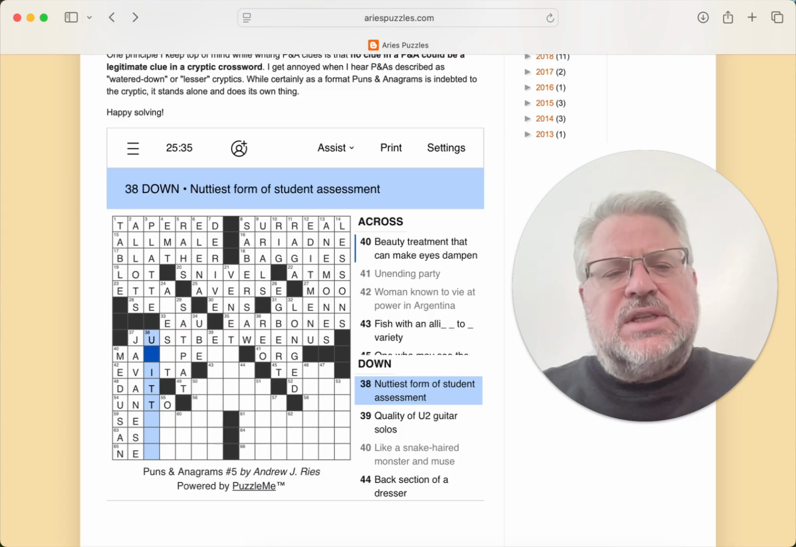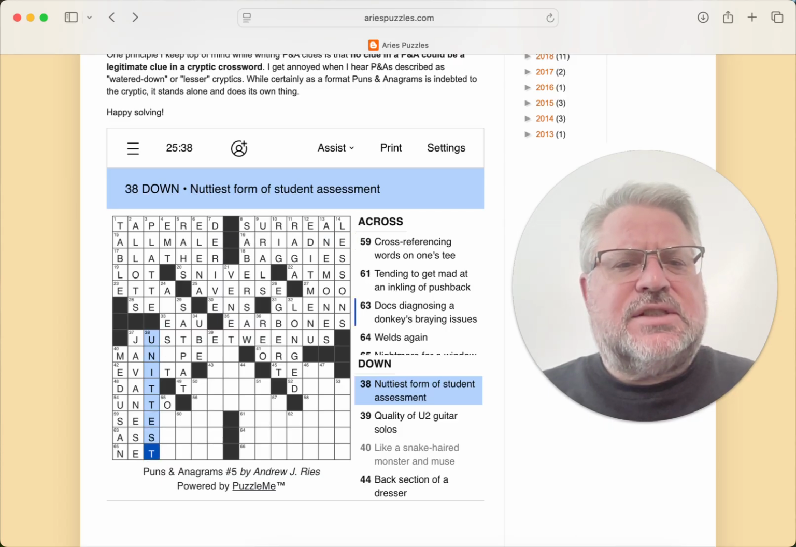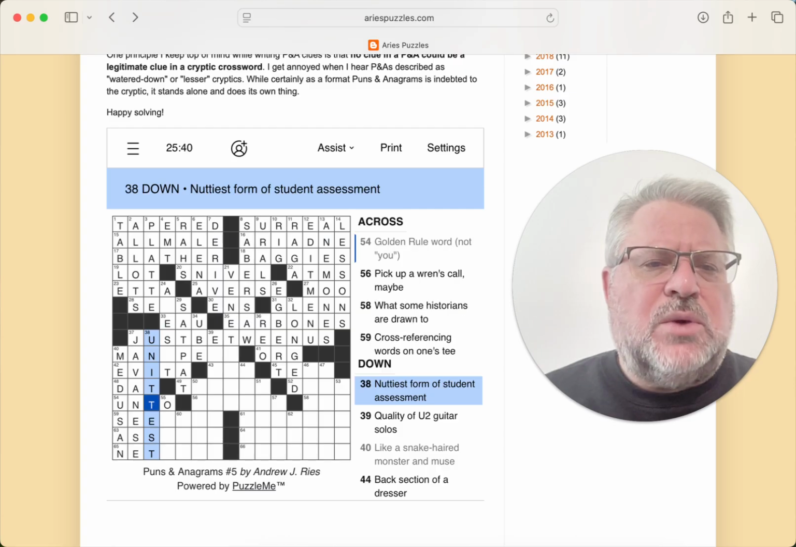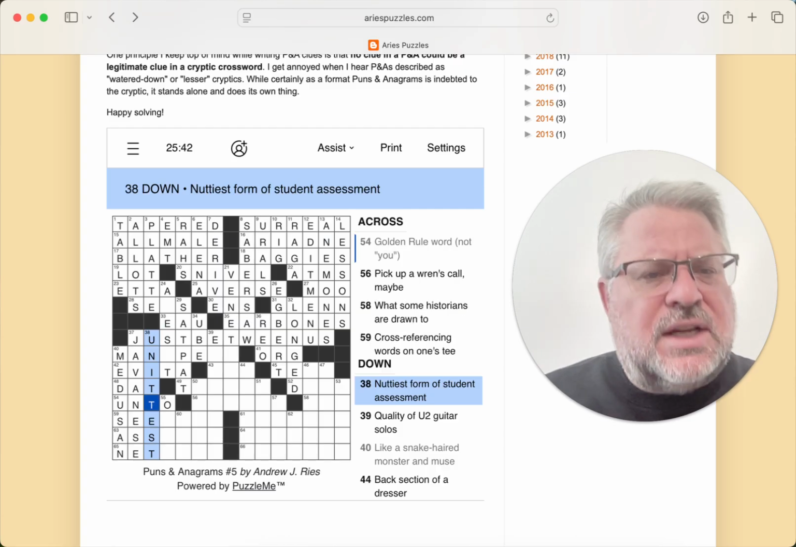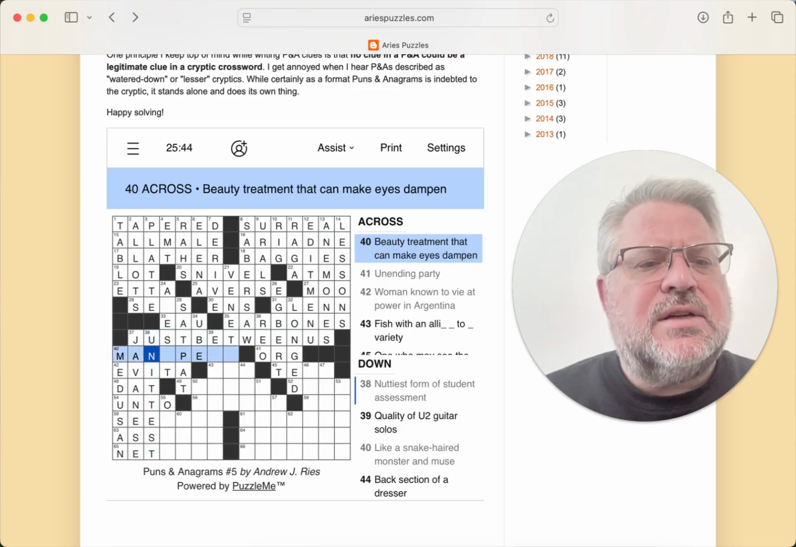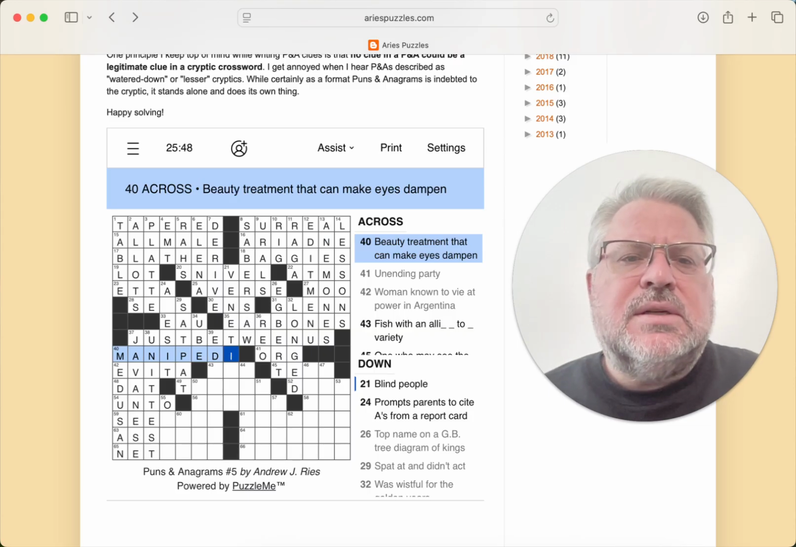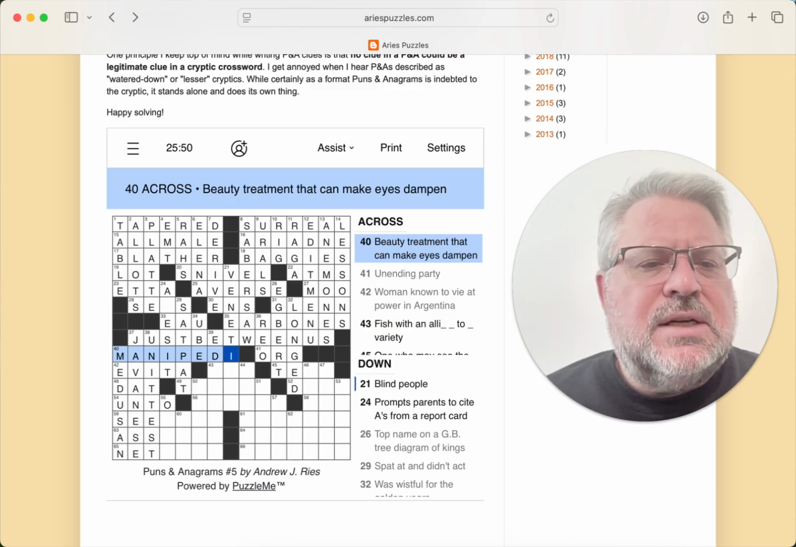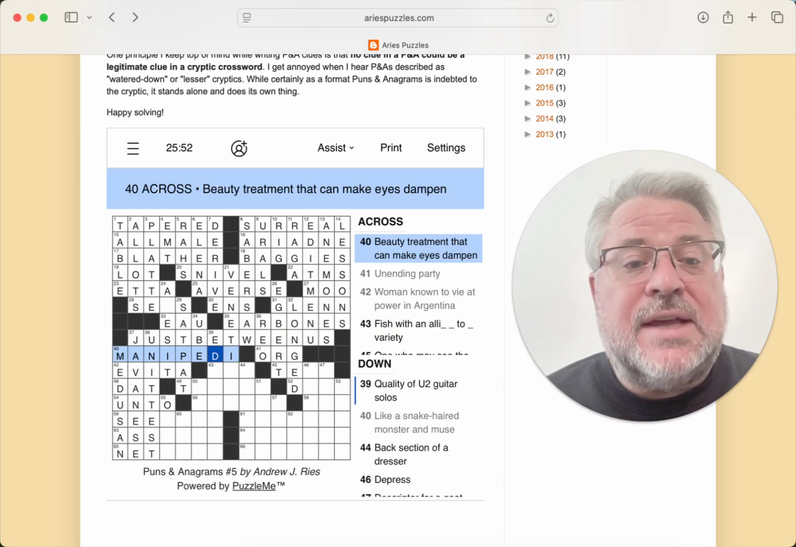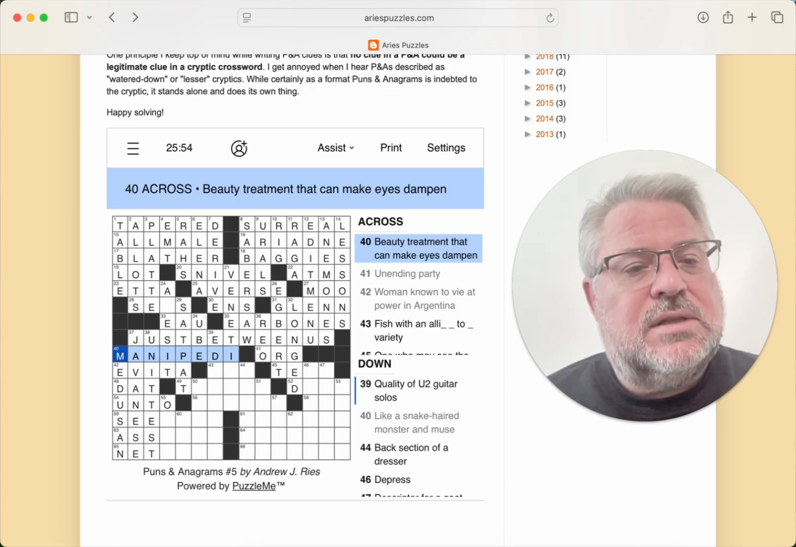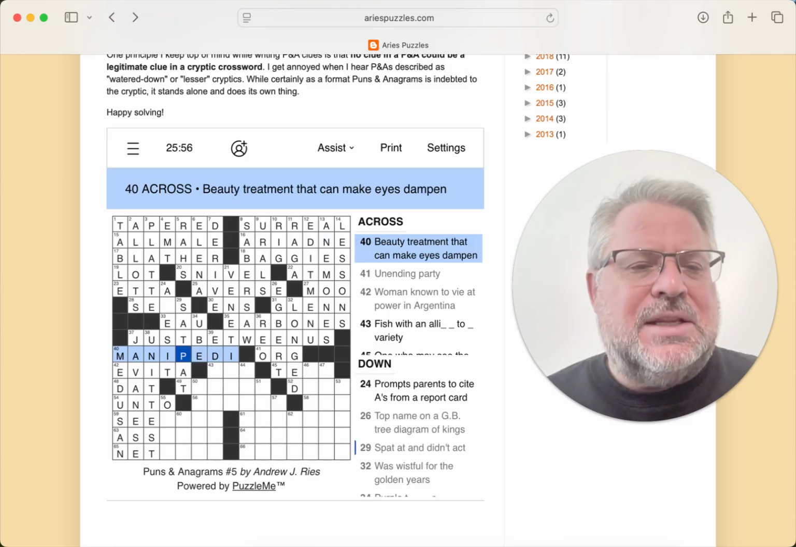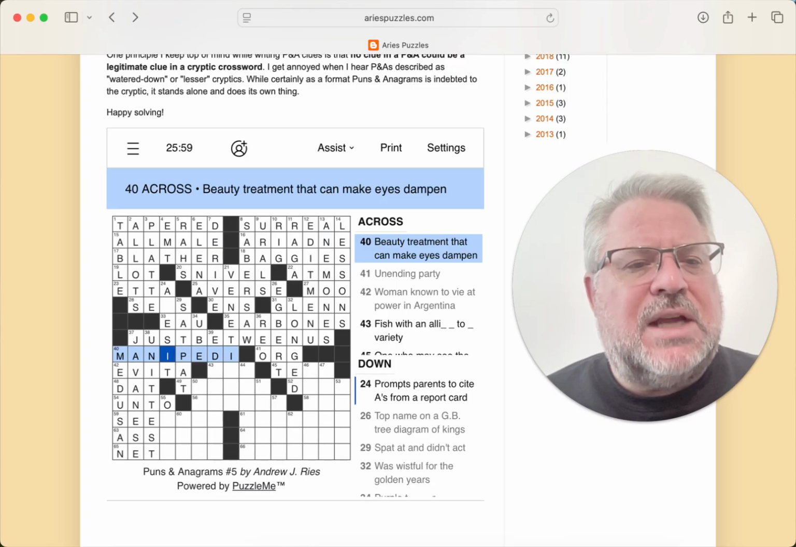So a unit test. Yeah, you might take a unit test in a class, which would be a way to assess the students, and I think that is an anagram of nuttiest. So a mani-pedi is a beauty treatment. It can make eyes dampen. We have two eyes that are in the mix, embedded in the letters that spell dampen, mani-pedi.